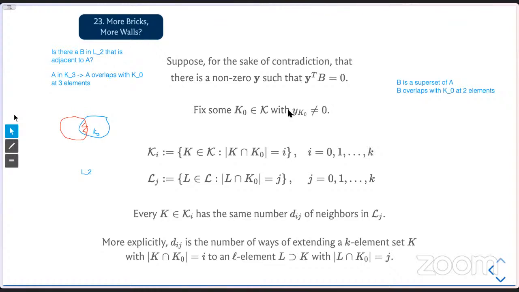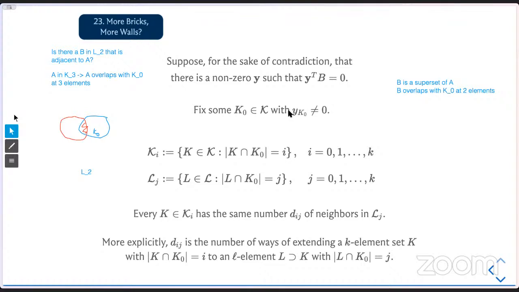And indeed, the answer is no, because if I'm a superset of A, I'm already committed to keeping everything that A has. Now, A already overlaps with K0 at 3 elements. So I cannot overlap with K0 at 2 elements unless there was a notion of negative overlapping, but there is no negative overlapping. I can only pick up more elements, but I cannot pick up less. So basically, if J is smaller than I, then Dij is 0. I don't have any neighbors in the LJs where J is smaller than I in Ki.